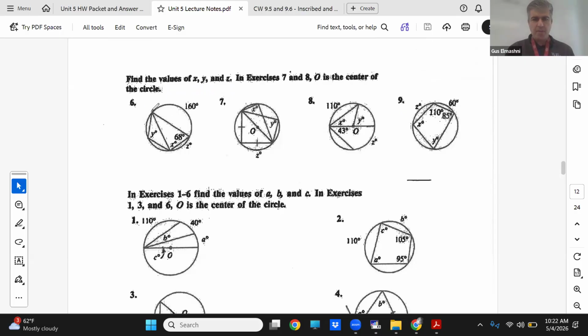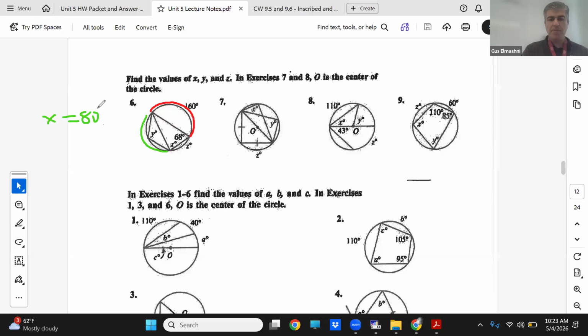Okay, so let's take a look. 160 is this. Okay, that's 160. And let's get another color going here. X is 80. Yes, I agree. X is 80.